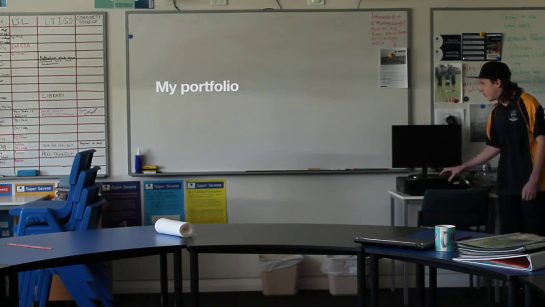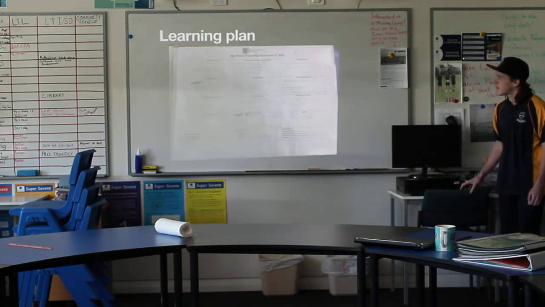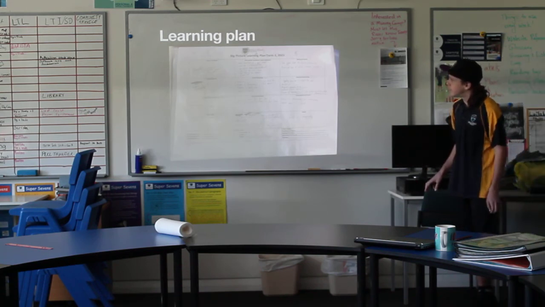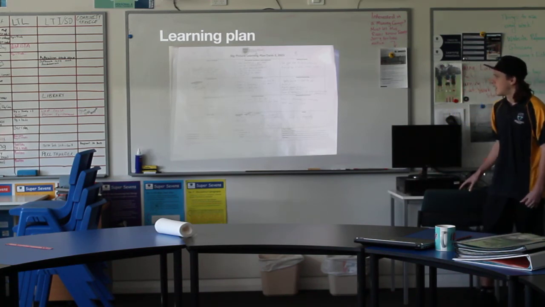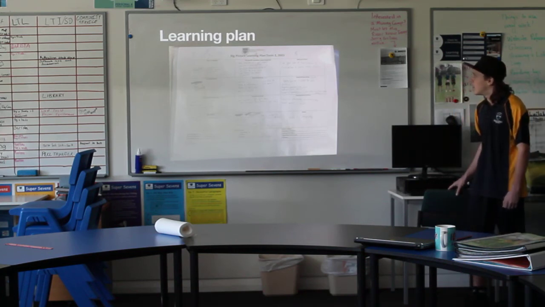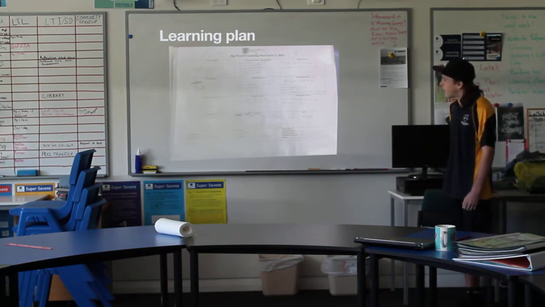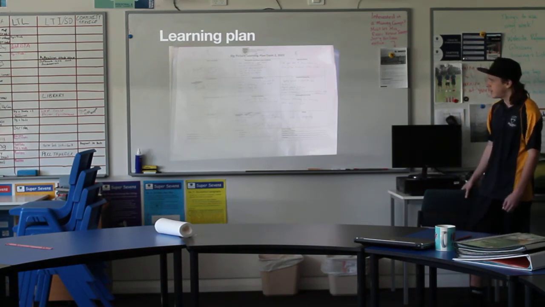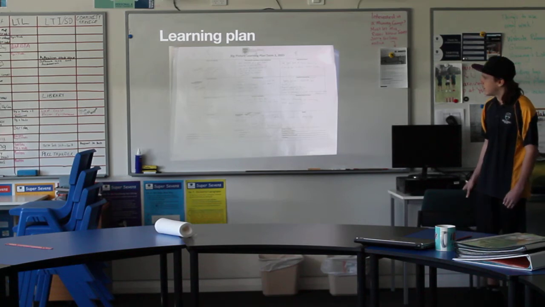So now I'll go to my portfolio. With my learning plan, I have everything I wanted to do on it and everything I did, like I ticked off some things. It has what classifies as a good photo, what I do like timeline, history, and just stuff like that.